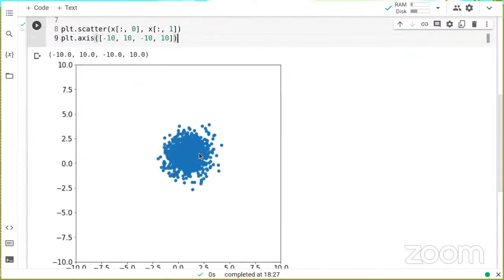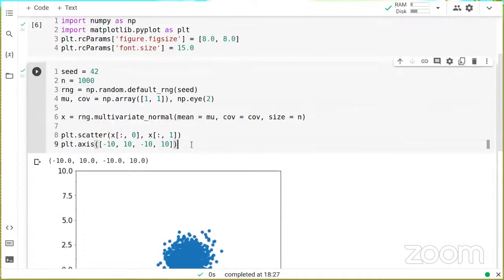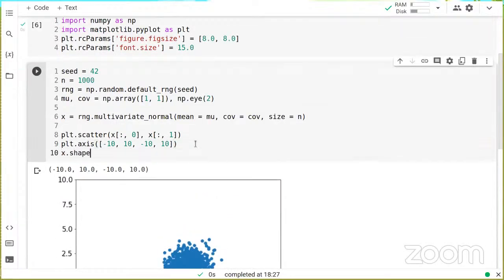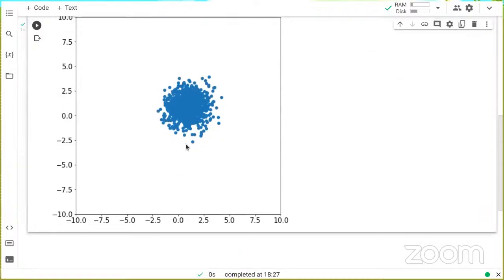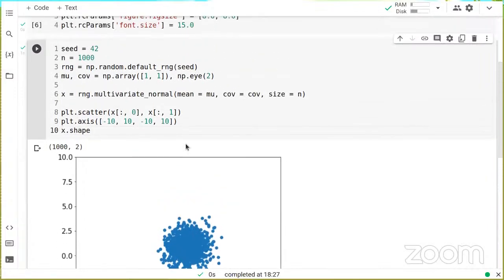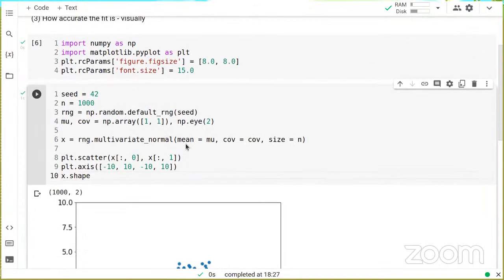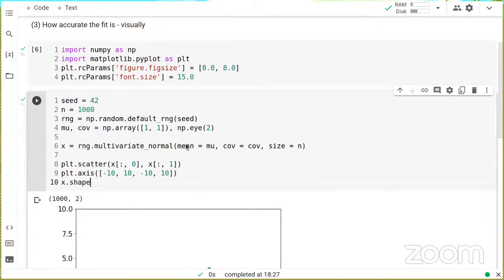There are 1000 points here. Each dot represents 1 point. And now I hope you all see why x.shape is 1000 cross 2, right? Each one will have one x coordinate and one y coordinate, and then there will be 1000 points. Okay, can we proceed now? Any doubts?